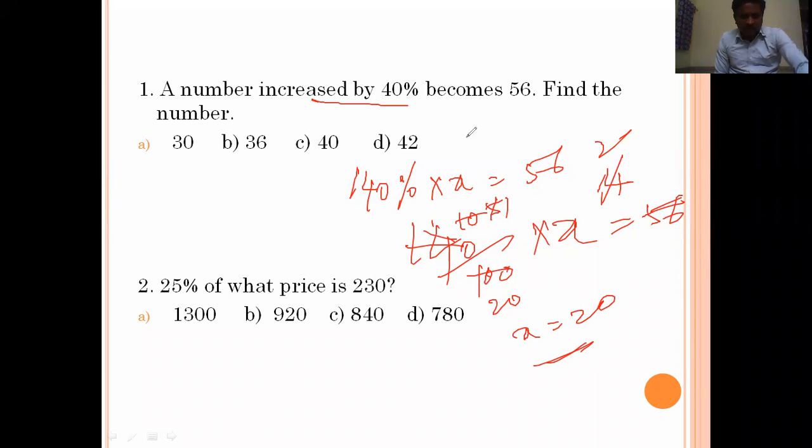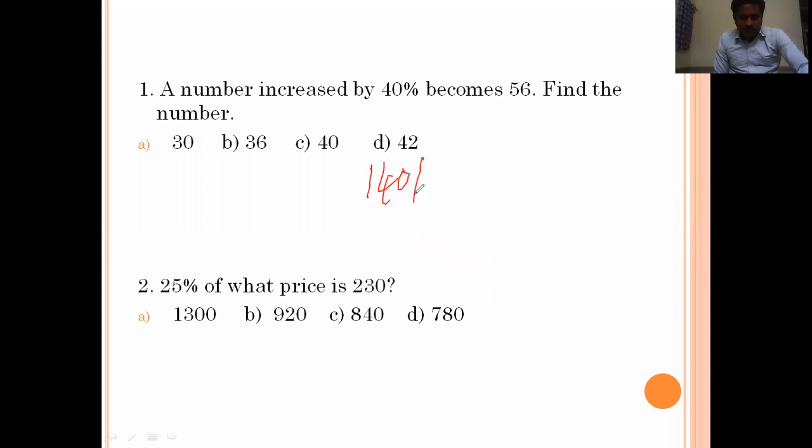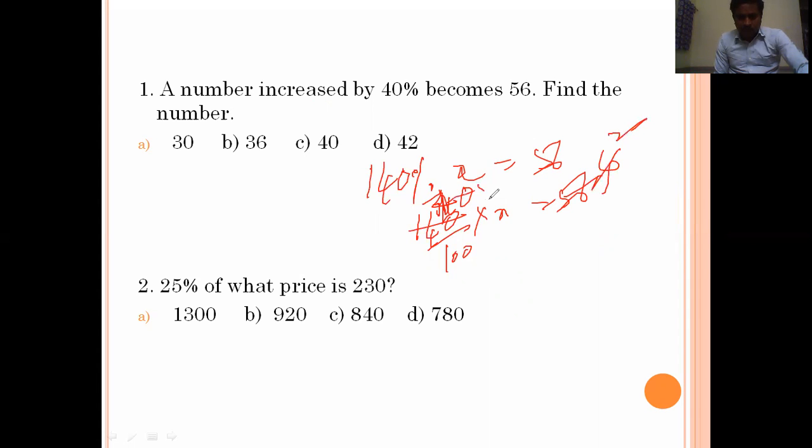Now once again we see here. Find the number. 140% of x equals 56. 140 by 100 into x equals 56. Simplifying the fraction, 14 10s are 140 and 5 2s are 10. Then x equals 20 into 2, which is 40. So 40 is the right answer.